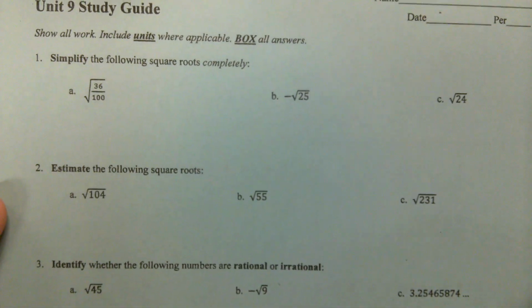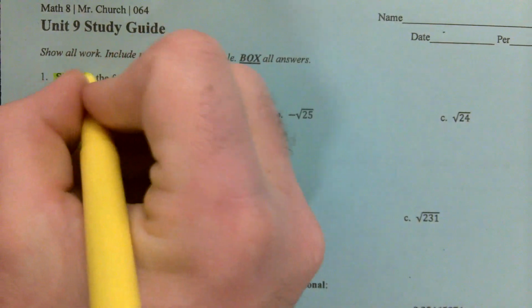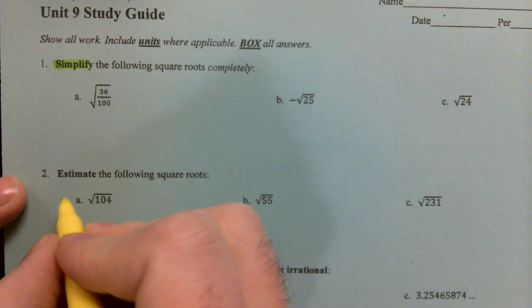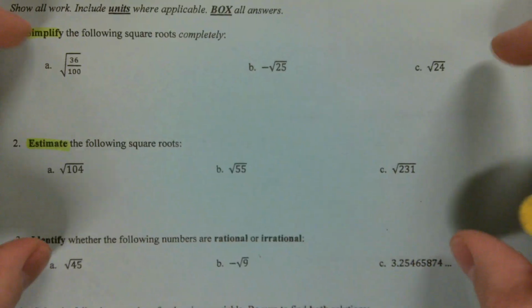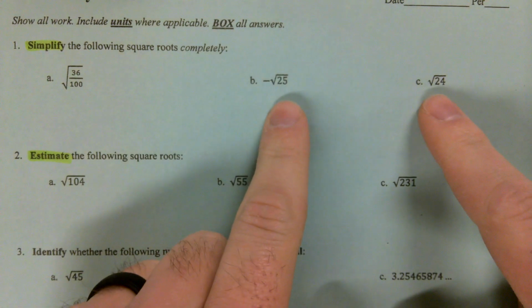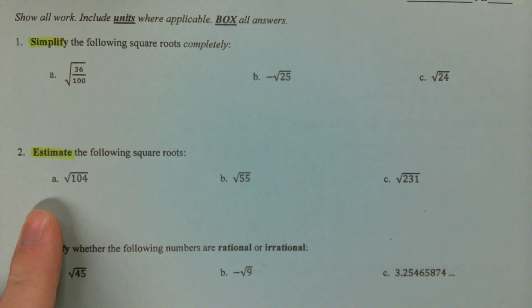Number one, we're simplifying. Again, we want to make sure we're reading the directions. Number one says to simplify. Number two says to estimate. So even though all these questions look like they're asking the same thing, if you just look at the square root, we're going to be doing a very different thing in number two, right?